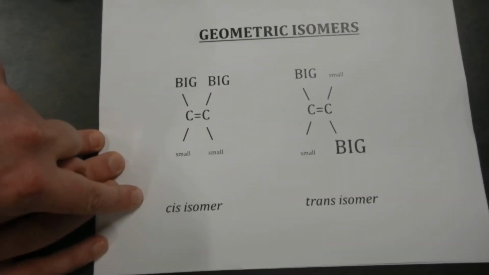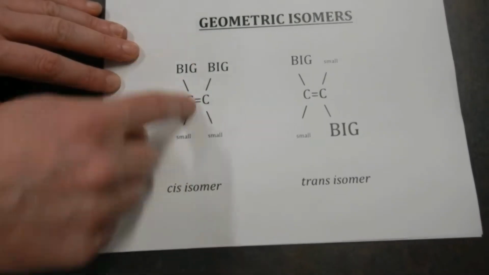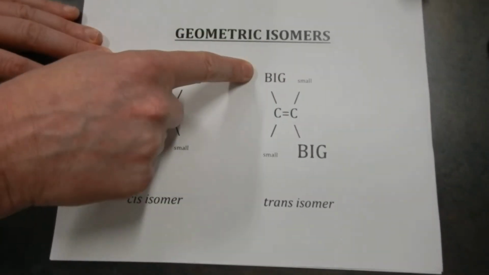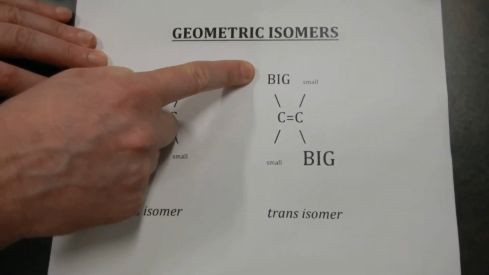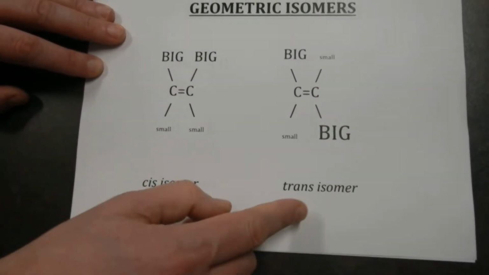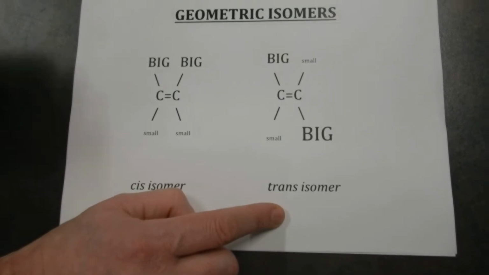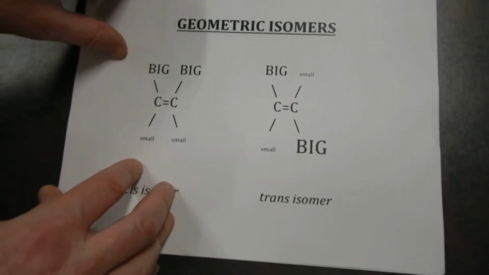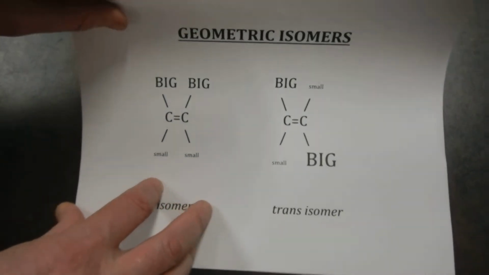it's called the cis isomer. If we've done the same kind of splitting, but now we end up with the big structure on the upper left and the big structure on the lower right across the double bond, that is the trans isomer, because trans means across. So that's your introduction to it, and we're going to carry on with two examples.